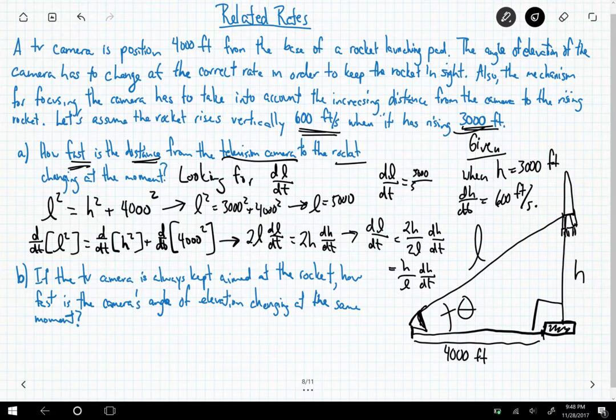L is 5,000. dh/dt is 600. Okay, so you can cross off all those zeros, and the 5 goes into 600. You can think of it, it goes into 60, 12 times? So 5, 60, you'll have 120. So 3 times 120. So we have our answer.